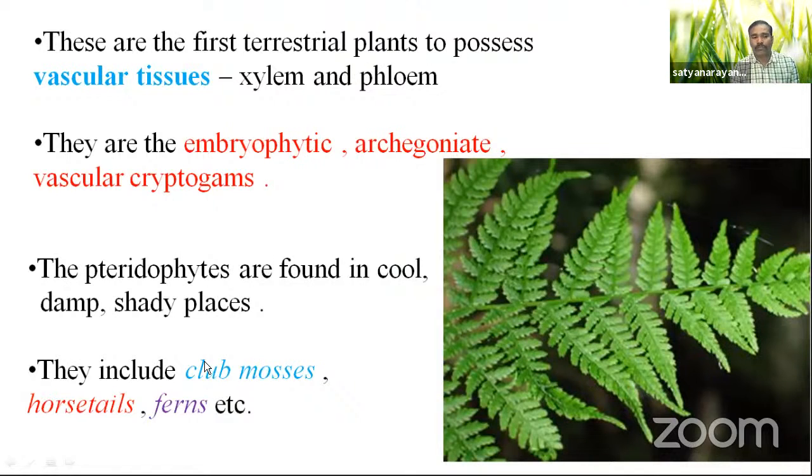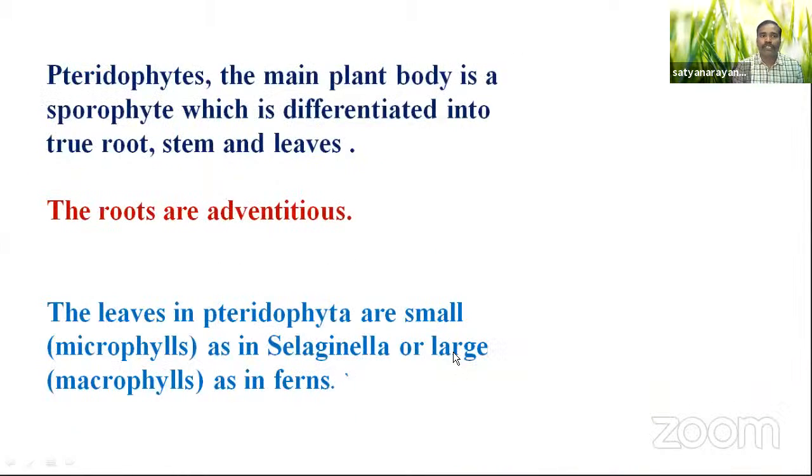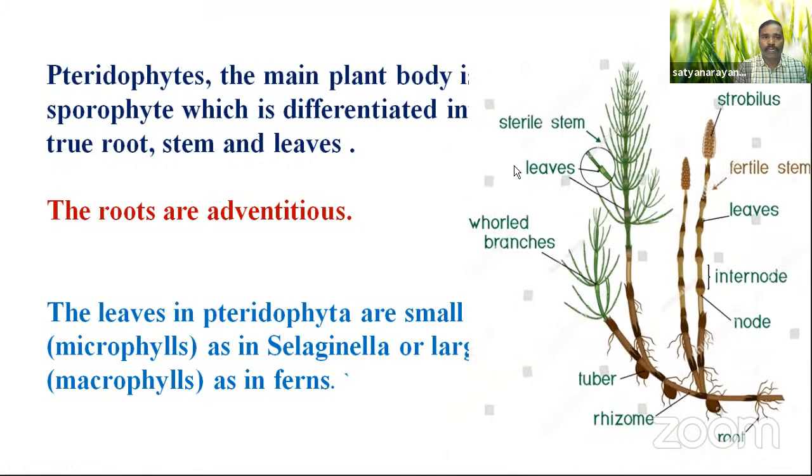So the pteridophytes include club mosses, horsetails and ferns. Now if we see the general characters of pteridophytes, the main plant body of the pteridophyte is the sporophyte. In bryophytes, the main plant body is the gametophyte. But when it comes to pteridophytes, the main plant body is the sporophyte. So children, remember, the main plant body in bryophytes is the gametophyte, which is haploid in condition.